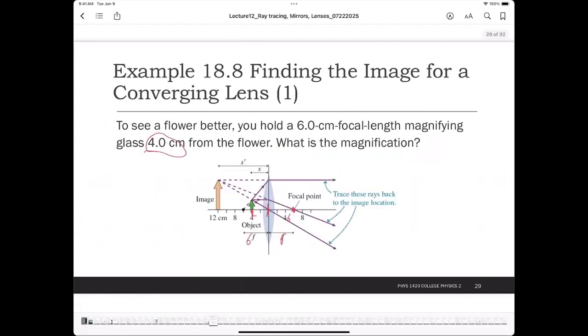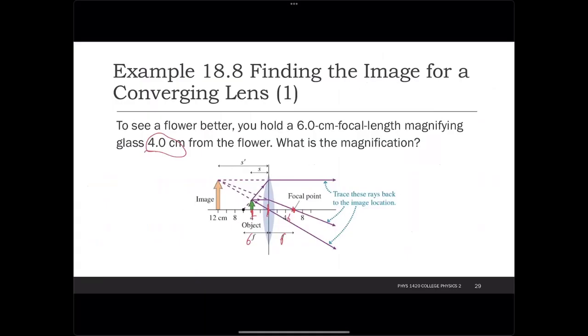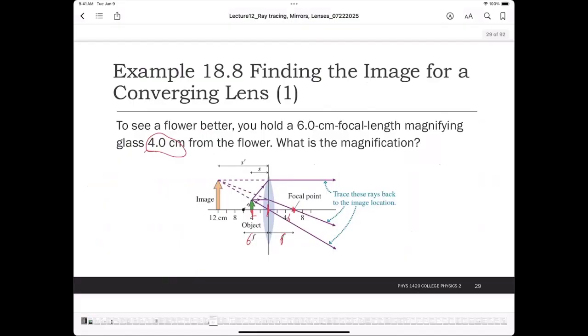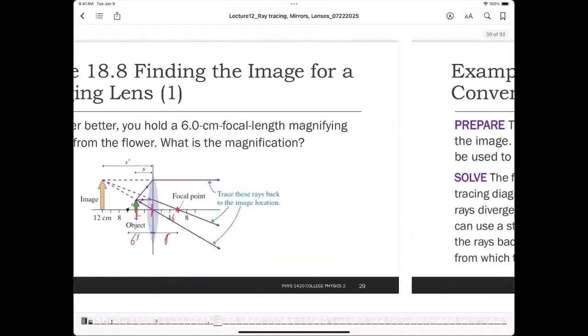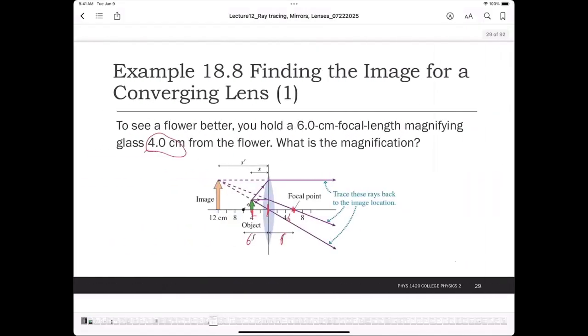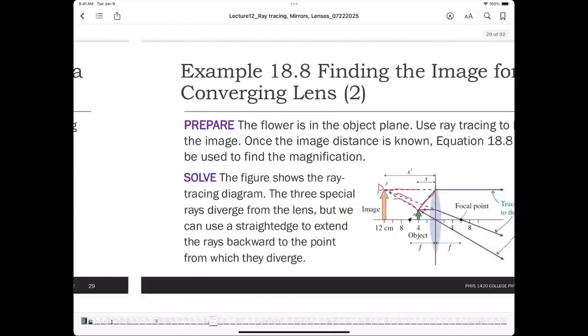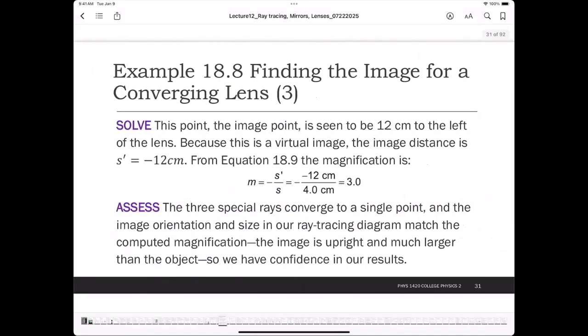You can see here, after we draw a diagram, if you put this here, and this here, and this here, you will know this is 12 centimeters to the left of the lens. Because this is a virtual image, the image distance is negative. We have already talked about it, it should be negative. So s' equals negative 12 centimeters.